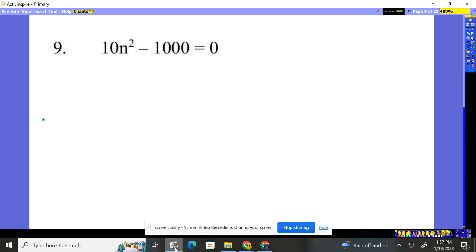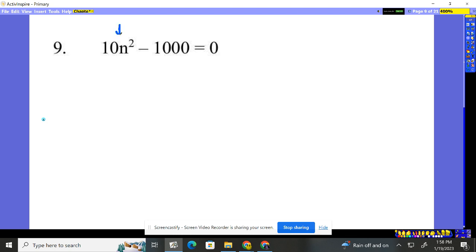Number 9. Now, notice we have an n squared and just a number. There is no n value, so we don't have to worry about factoring or solving this using a factoring method nor quadratic. We can just simply move our number over and deal with this in a much easier way.